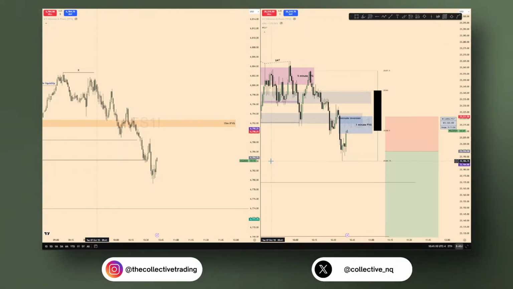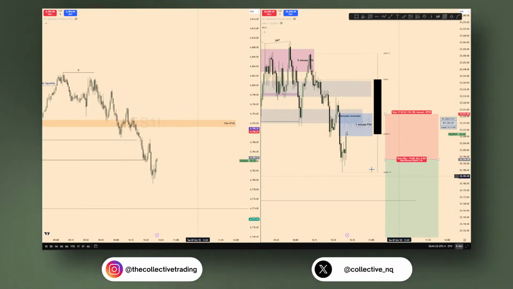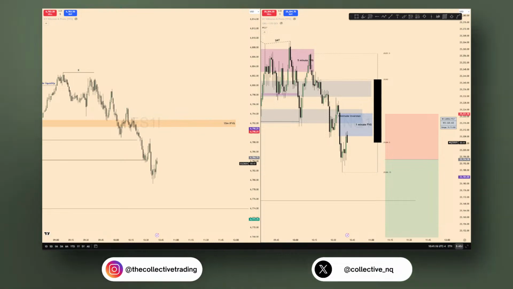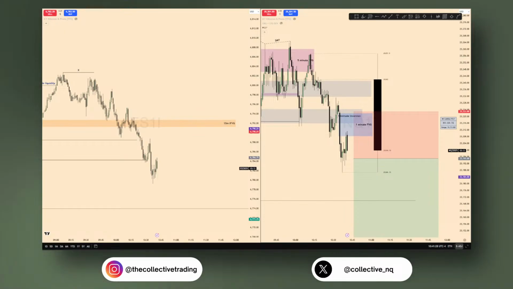I want it to be aggressive though. So I'm looking at this fair value gap to see what we get here for entries. Pretty good initial reaction here.